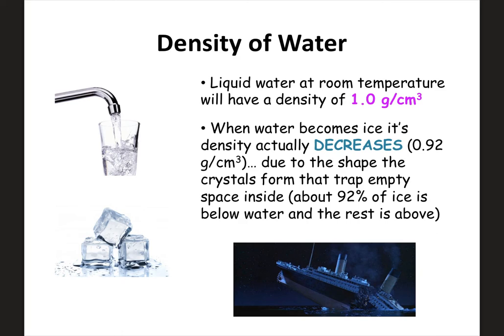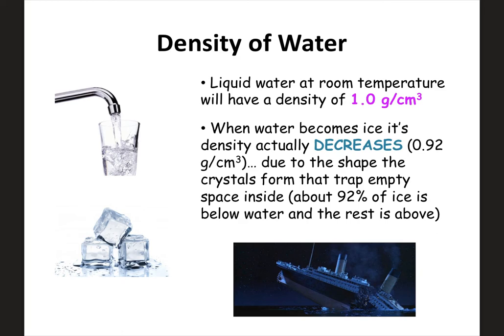So you do need to know the density of liquid water at room temperature. At room temperature, the density of water is 1 gram per milliliter, or 1 gram per centimeter cubed. That's the only substance that you're required to know the density of. And it's pretty easy. It's just 1 gram per milliliter.